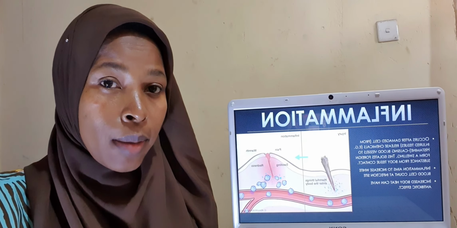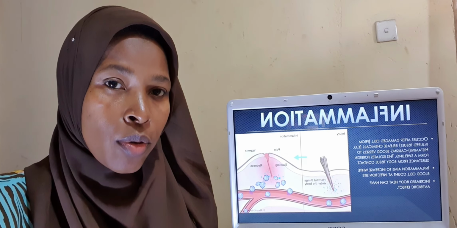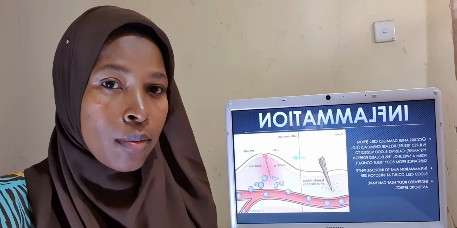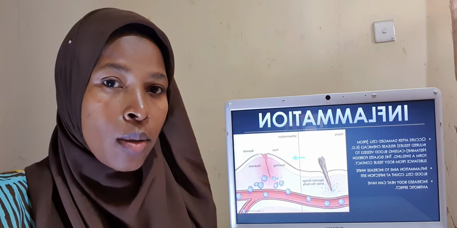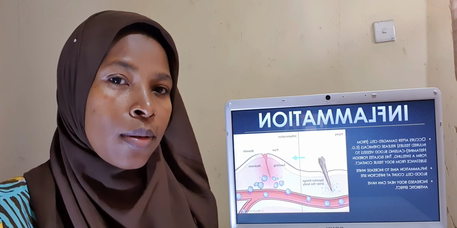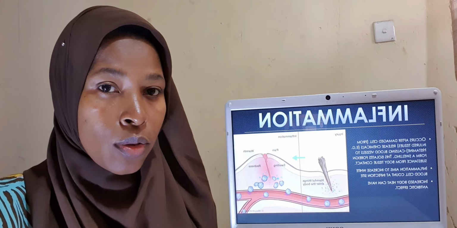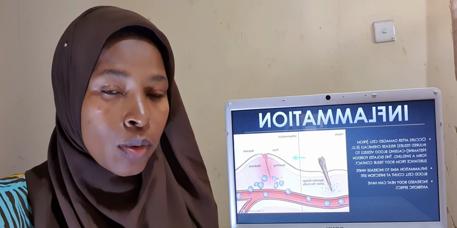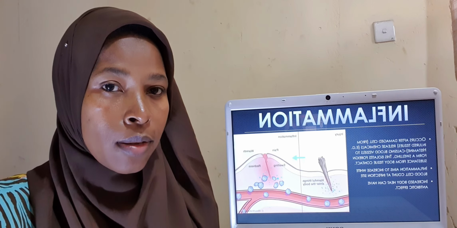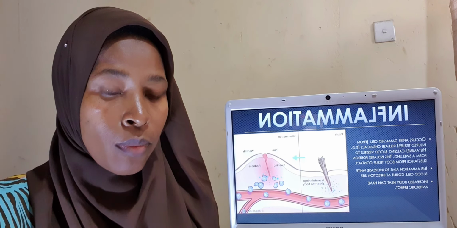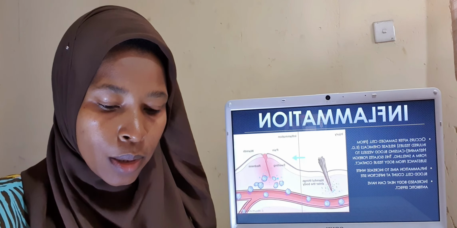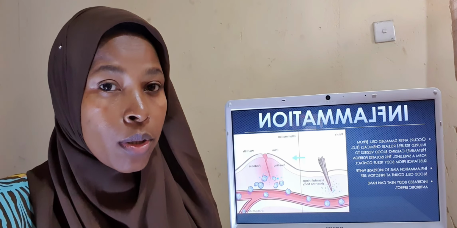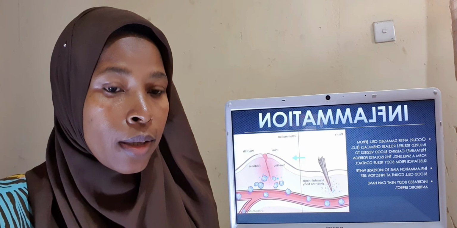This occurs when damaged cells from injured tissues release chemicals such as histamine, bradykinin, and prostaglandin, which cause blood vessels to leak a fluid into body tissues, thereby causing a swelling. And this swelling isolates foreign substances from body tissues. Also, the white blood cell count at the infection site increases body heat, which can have an antibiotic effect.